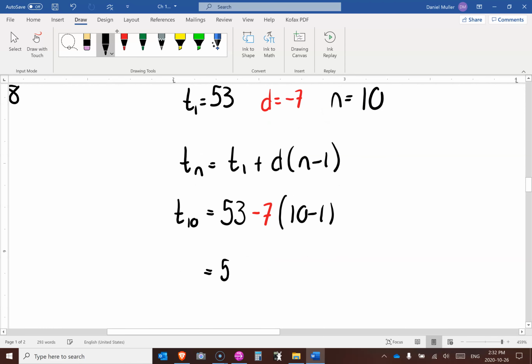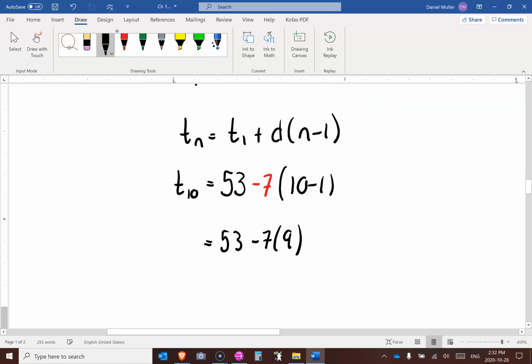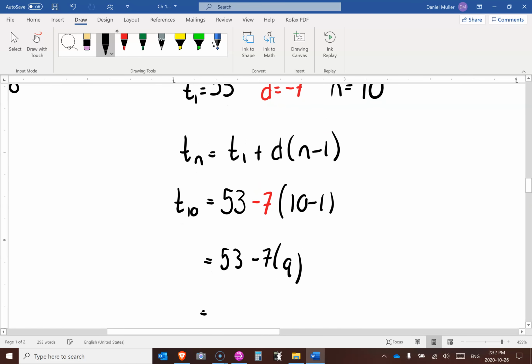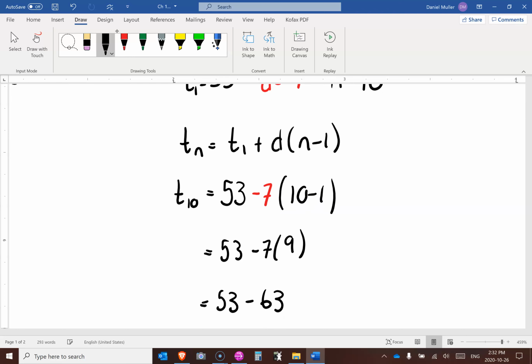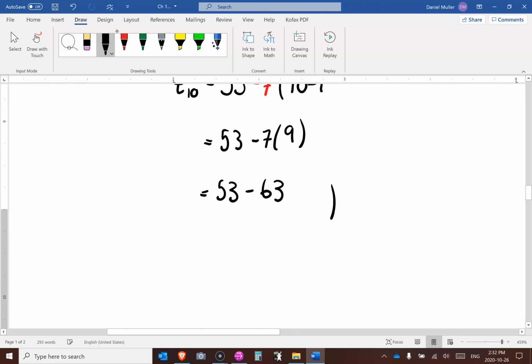And here you can skip a little bit if you want. Like 10 minus 1 is 9, and 9 times 7 is 63. So if you wanted to just go right to -63 here, that would be okay. So 53 minus 63 would then get you -10. So I'm going to have to move that bracket, but this is going to be -10.